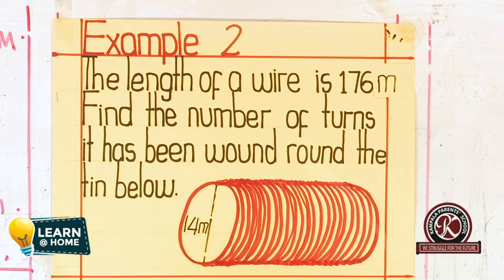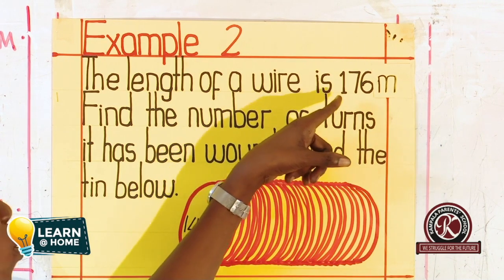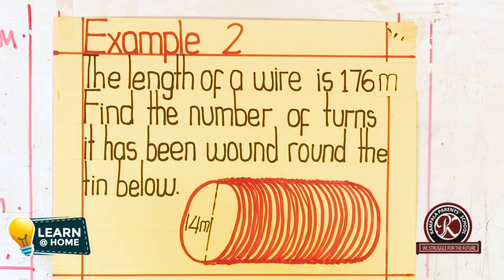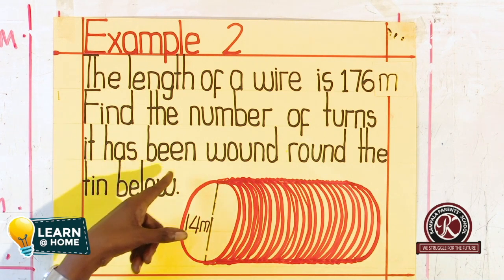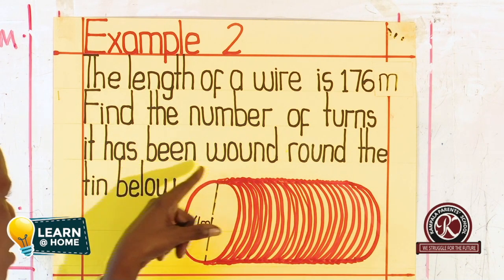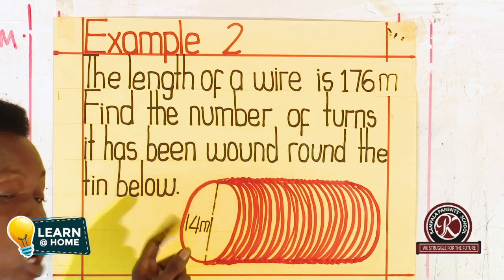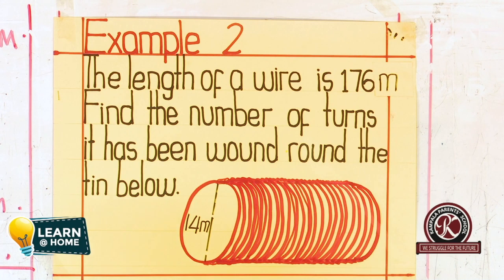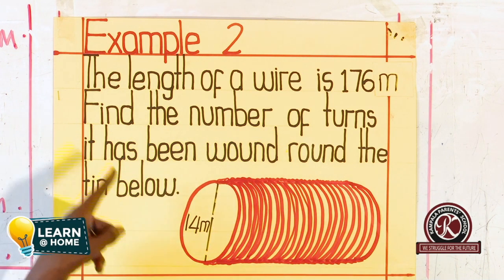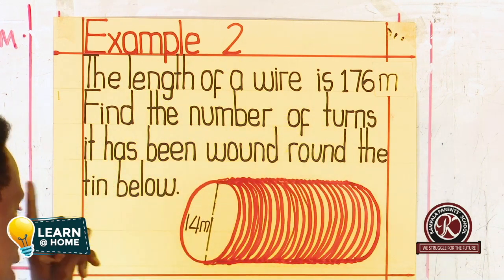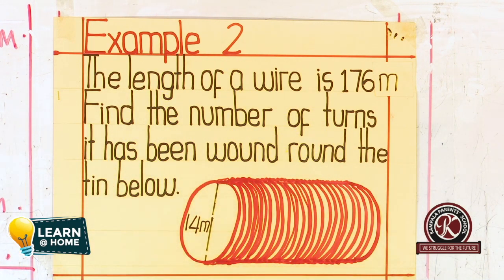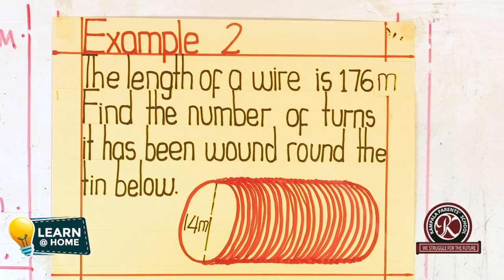Good. She's saying the length of a wire is 176 meters. Find the number of turns it has been wound round the tin below. Yeah. What are we going to start with? The length of a wire is 176 meters. Find the number of turns it has been wound round the tin below. Dear candidates, what are we starting with?